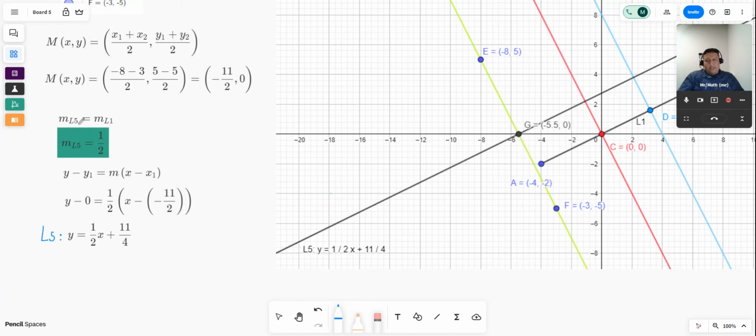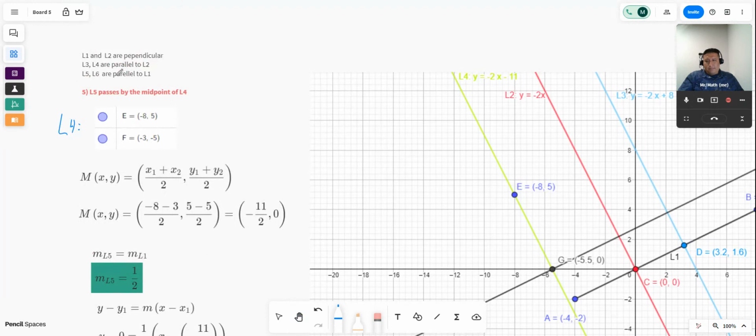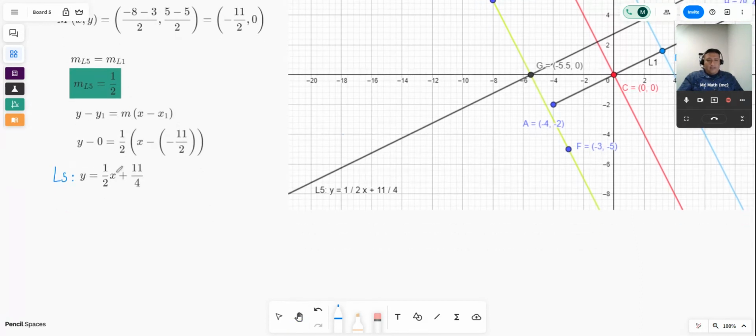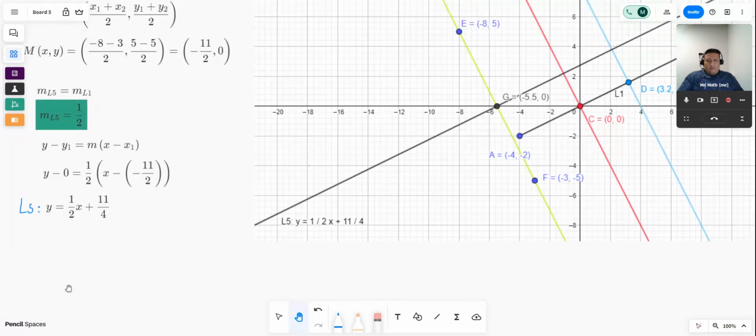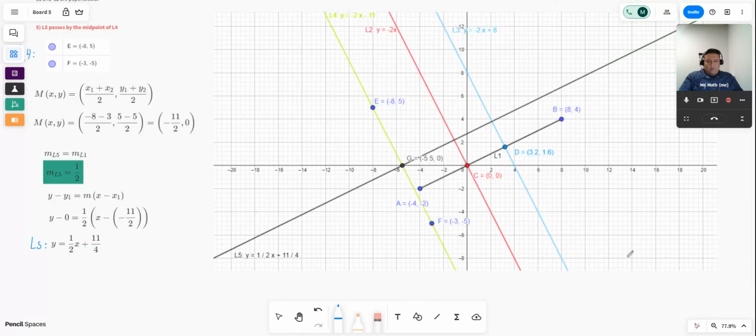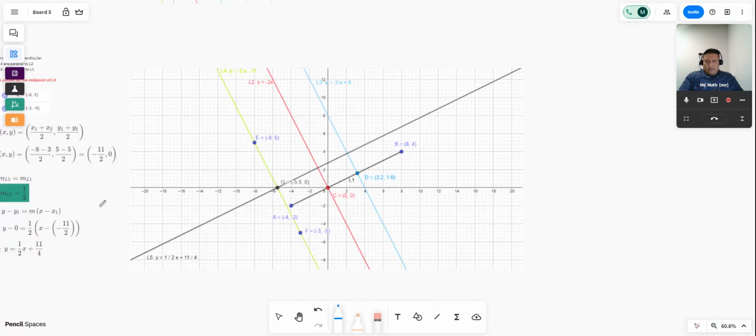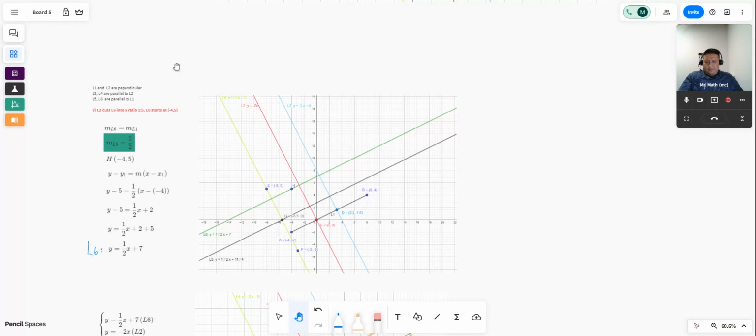And one more time, this line 5, let's remember, is parallel to line 1. And line 1, the slope of line 1 was 1/2. Therefore, the slope of line 5 should be 1/2 because these are parallel lines. We use again our formula, and we have line 5 in here. All right, here's our line 5, and let me show you, it is this one here. Okay, line 5.